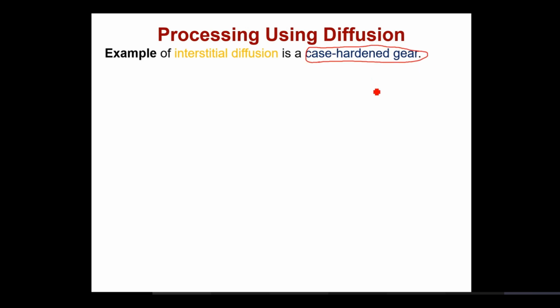Now, processing using diffusion for interstitial diffusion. An example of interstitial diffusion is the case hardened gear. Have you heard the term case hardening? Carburizing, nitriding, have you ever heard them? Sir, I have heard it, but I don't remember the definition, I don't know what it is. All right, all right.